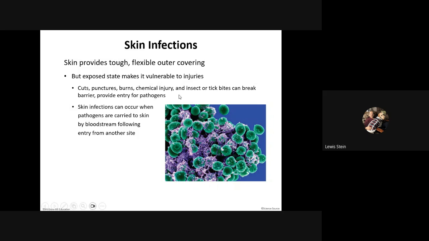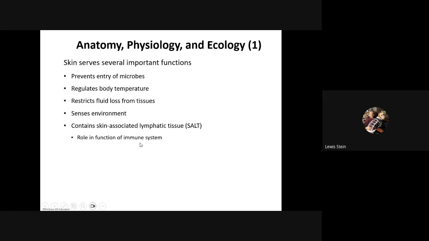And even little openings, particularly sweat glands and sebaceous glands, those hair follicles, are all potential points of entry all the time. Through any of these, microbes will be able to enter and get into the bloodstream. So all of these things we know about what skin does.